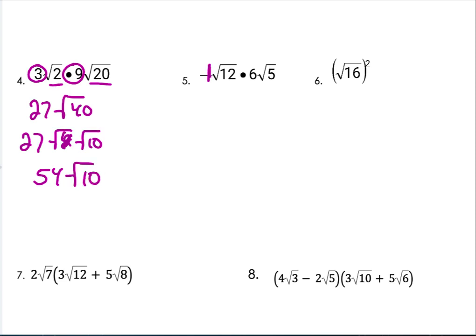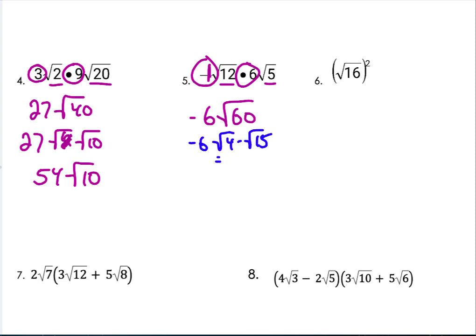Here I have negative 1 times 6 is negative 6. 12 times 5 is 60. Then I look for my perfect squares. In this case, the only perfect square is a 4. So square root of 4 times square root of 15. Well, that's really a 2, so negative 12 square roots of 15. Here, this is really square root of 16 times the square root of 16, which is just 16.